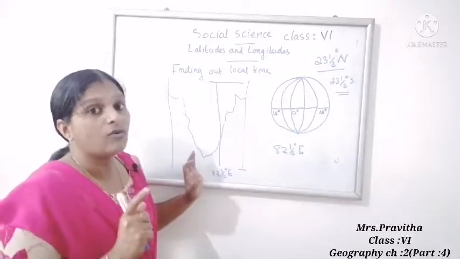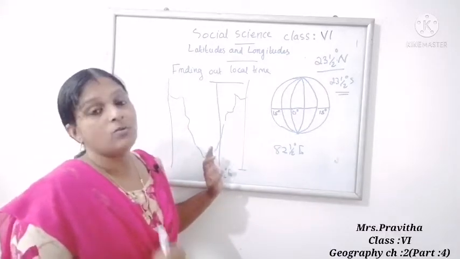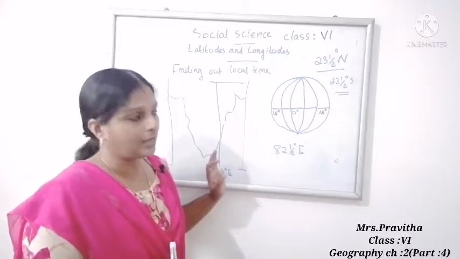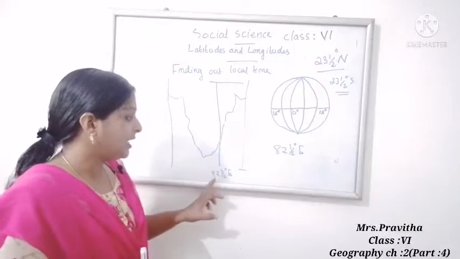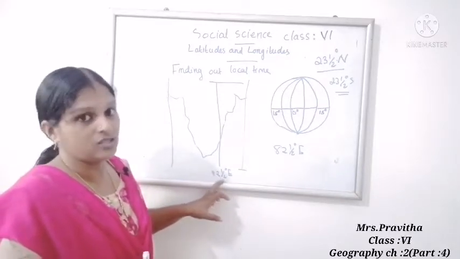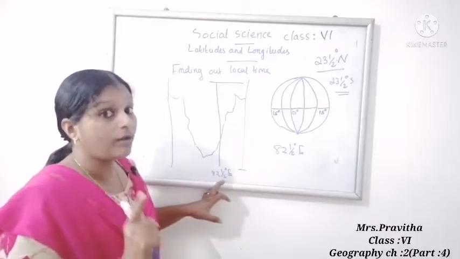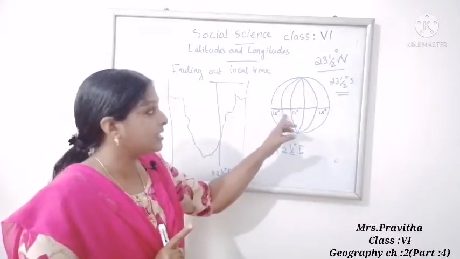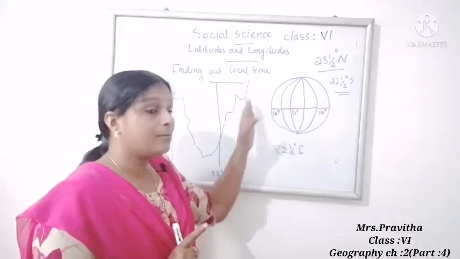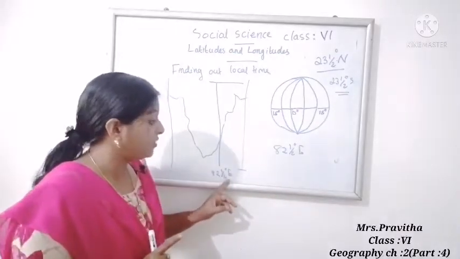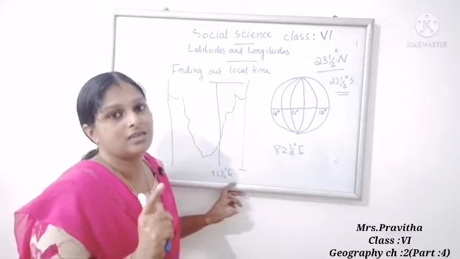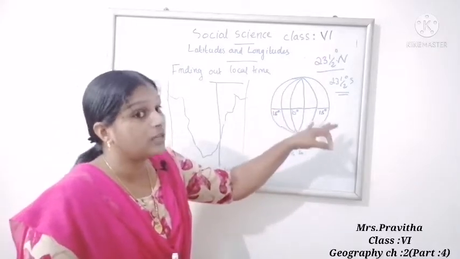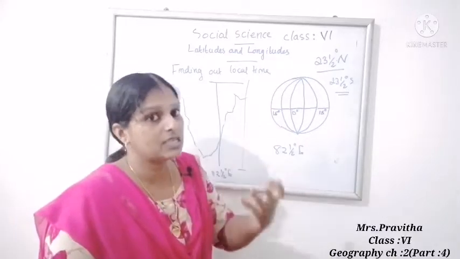So in order to avoid such confusion in time, India selected a standard meridian for calculating time. That standard meridian is 82.5 degree east. India is located on the east side of the prime meridian. That is why 82.5 degree east is selected as the standard meridian. Ma'am told 0 degree has east and west. So India is located on which side?